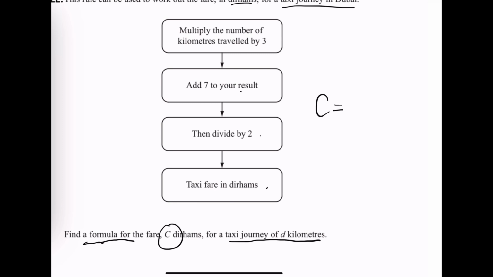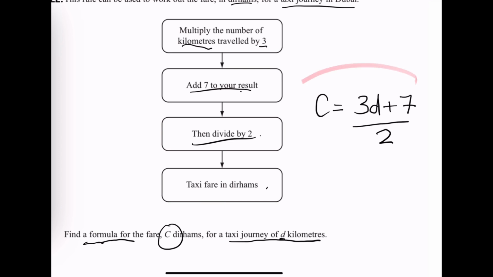So we can see that we first multiply the number of kilometers by 3. So that is the first thing we do. So where D is kilometers, we do 3D. Then we add 7 to our result. We do plus 7. And then we divide by 2. So then we divide by 2. And that is what the answer is.